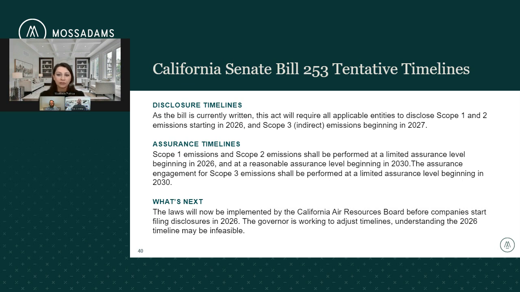Before jumping to California Senate Bill 261, I do want to note there are assurance requirements with California Senate Bill 253. The Scope 1 emissions and Scope 2 emissions will be performed at a limited assurance level beginning in 2026 and at a reasonable assurance level beginning in 2030. The assurance engagement for Scope 3 will be performed at a limited assurance level beginning in 2030, and then TBD for reasonable assurance for Scope 3 at this time.